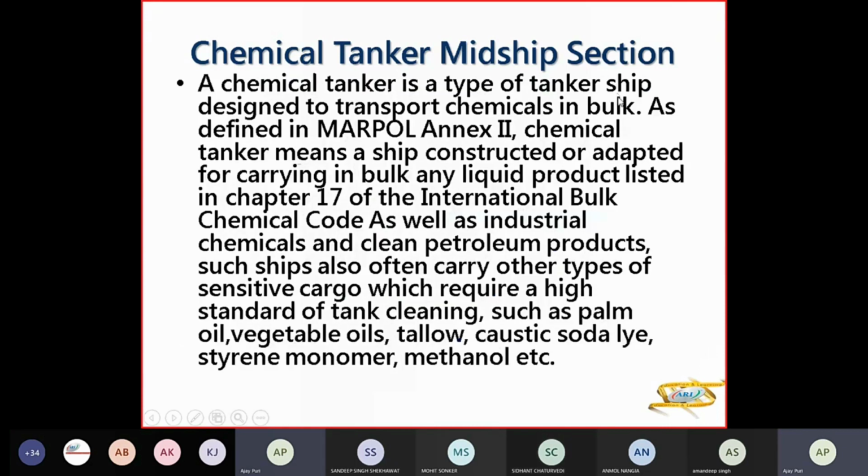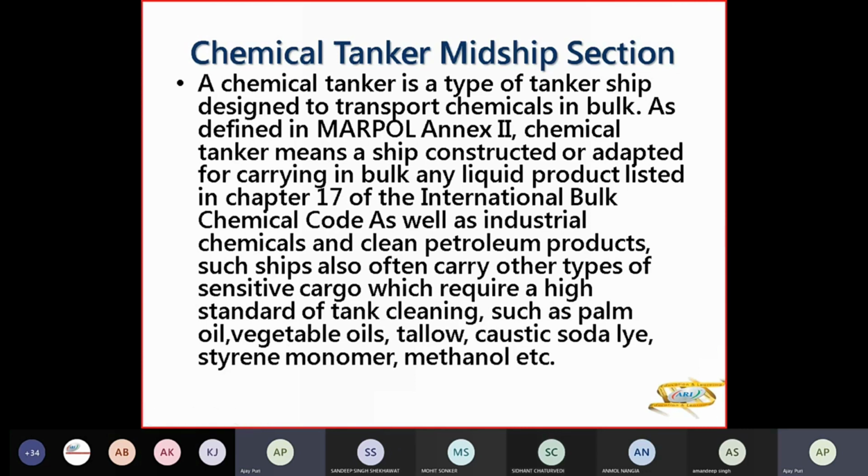So a chemical tanker is a type of tanker designed to transport chemicals in bulk as per Annex 2. And here you will have underwater discharge. In tankers, the discharge was over the water; in chemical tankers, you will have underwater discharge. So the cargoes will be carried as per chapter 17 and chapter 18, because chapter 18 covers other Z categories and OSP. So the IBC Code should be followed.